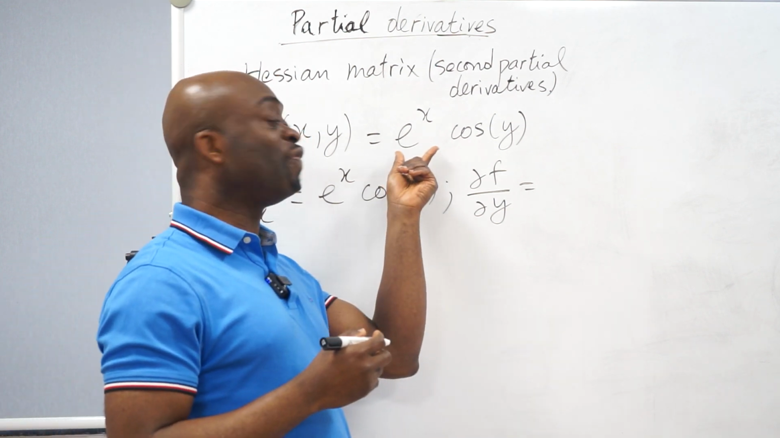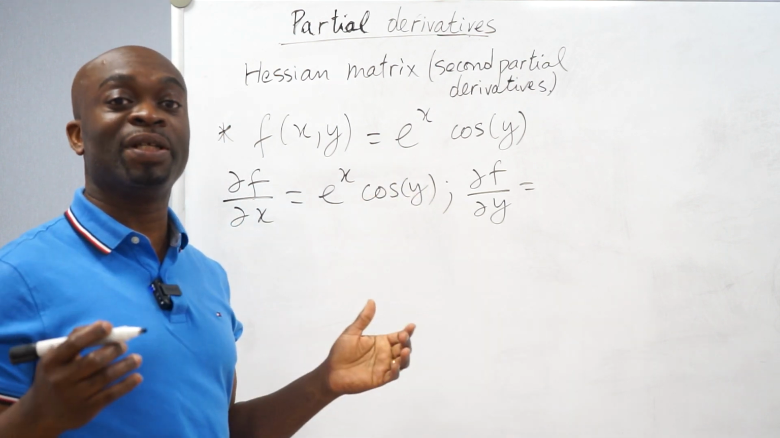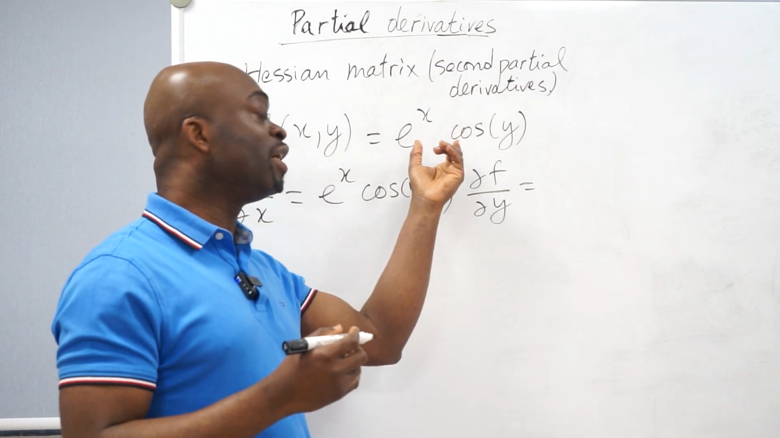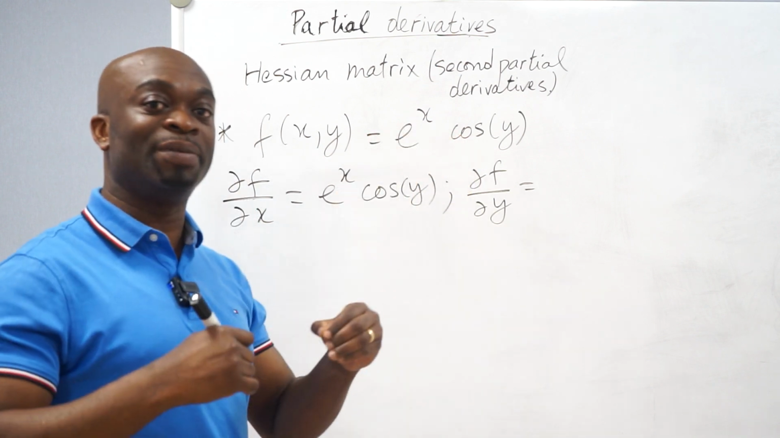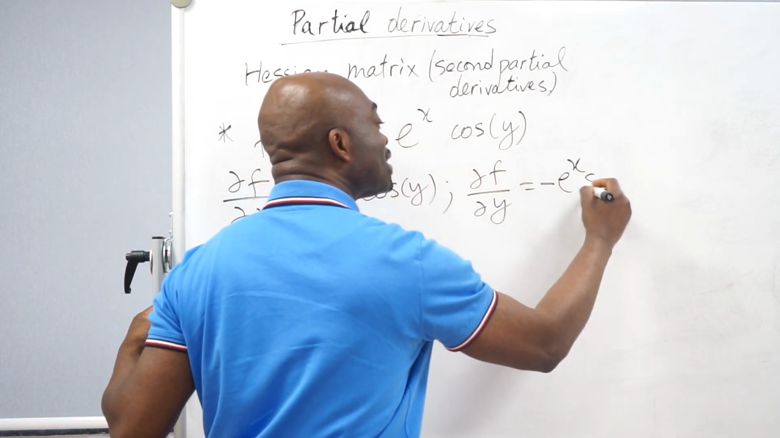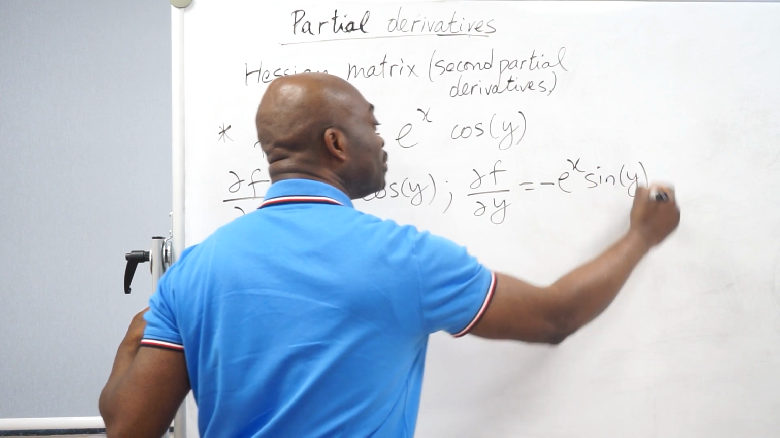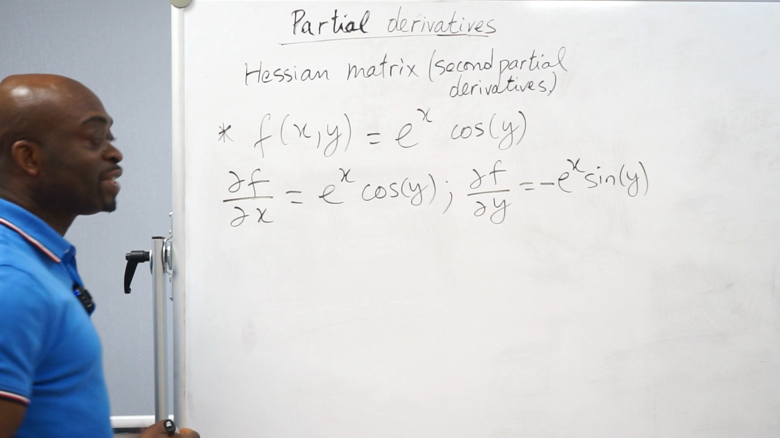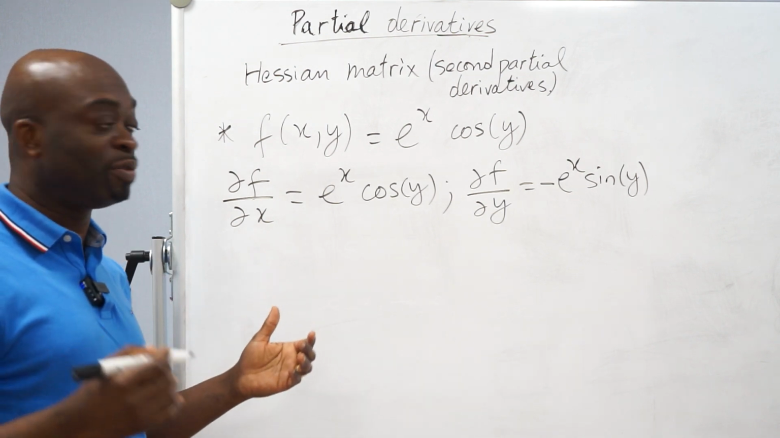And what are we going to do with exponential x? We're just going to keep it as that, okay? Because it's a constant again, and because of the multiplication between the two of them, we're going to keep that constant. So that will give us the negative exponential x sine y. Okay? So that's what we have for the first partial derivative. Now we have to go for the second partial derivative.